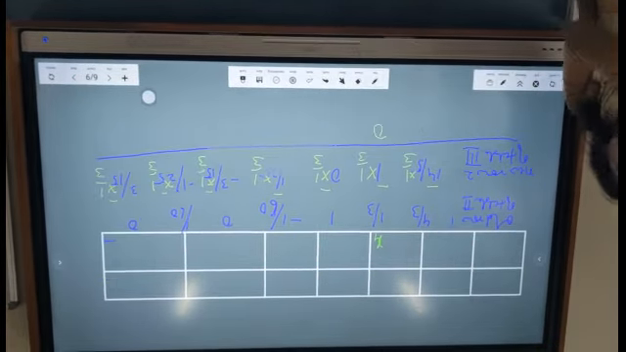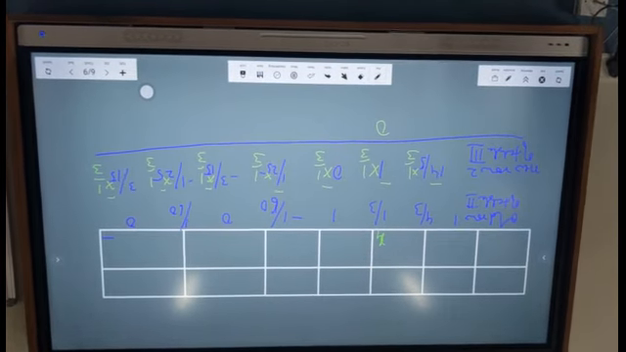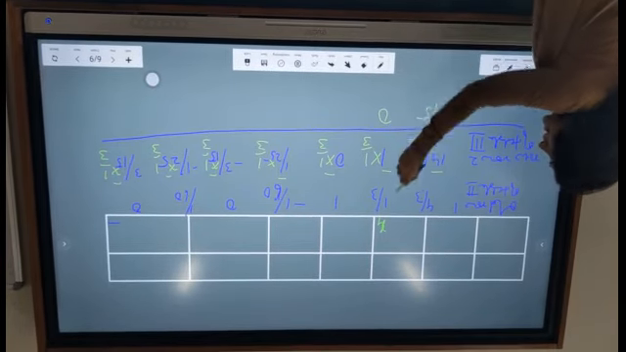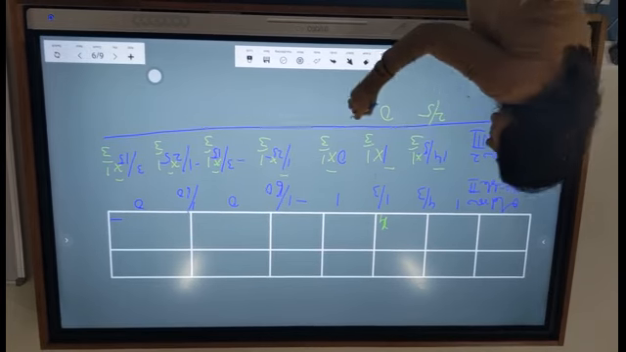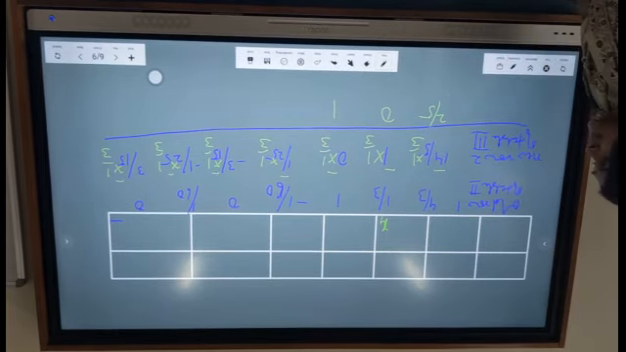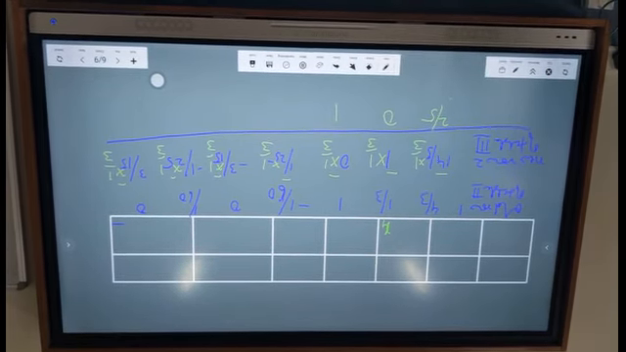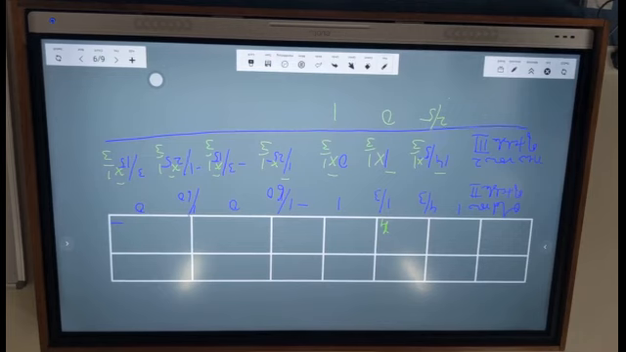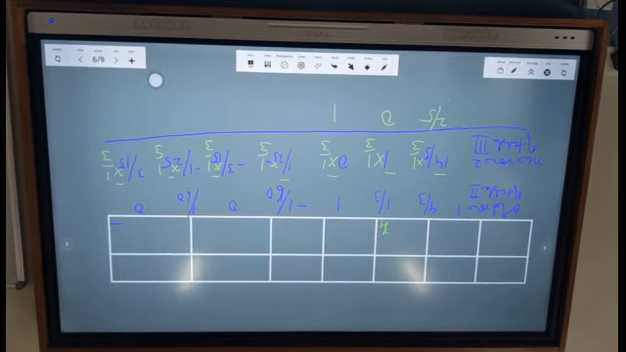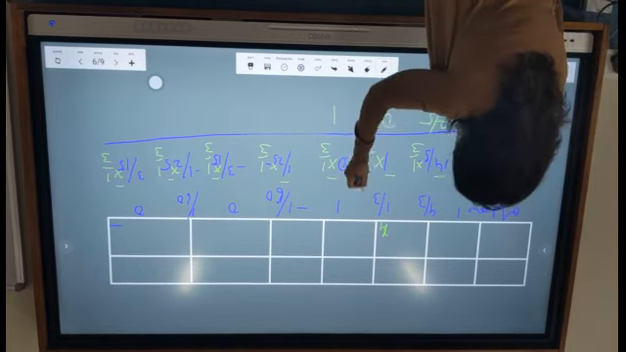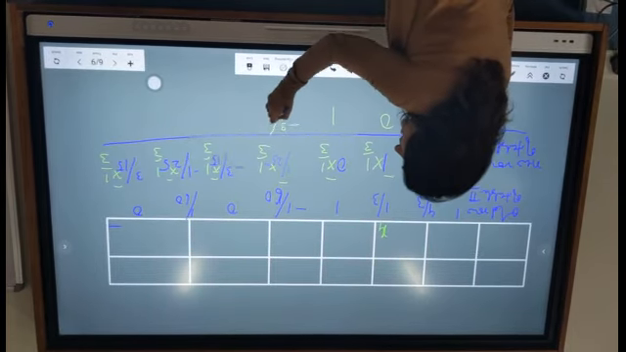Okay, what do I get here? This is 2 by 5. This is 0. Then 1, minus 1 by 60 minus 1 by 75. What do you get? Minus 3 by 100. All of you do this. This would be minus 3 by 100.